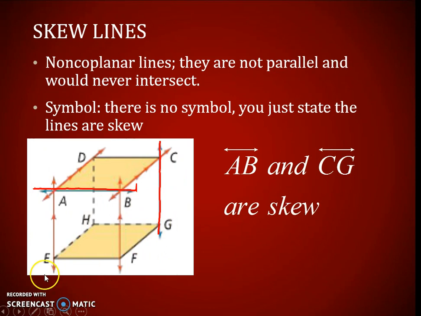So if you look at this box right here, you have different lines here in this 3D figure, a cube. And line AB and line CG, they do not cross at all. So they are skew.